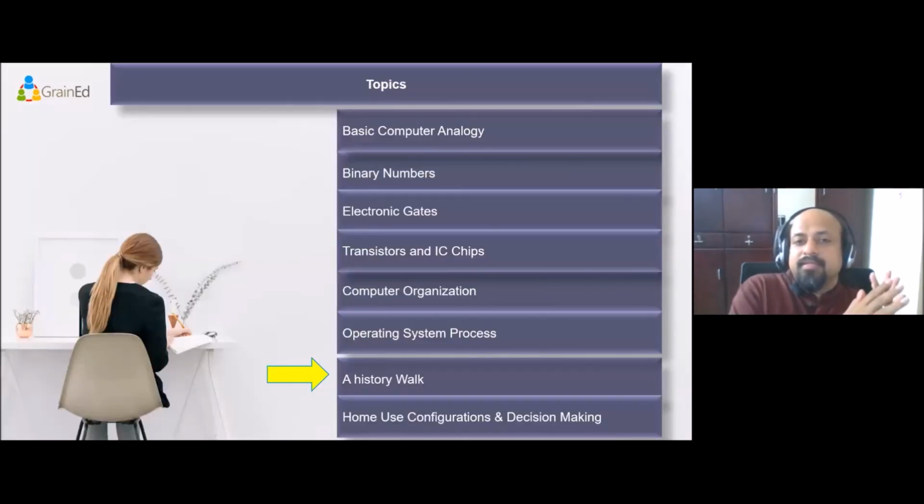Yeah. So the entire thing, what all we have covered: computer analogy, binary numbers, electronic gates, transistors, chips, then the entire computer organization, and how the operating system manages the processes, right? This memory and all that. And then we went through the history. We saw the Charles Babbage machine. We went through punched cards. We went through the key milestone dates, and then we finally reached home use, basically configurations and decision making. So these are the things we covered in the last 5 days, and I'm done with the full session.